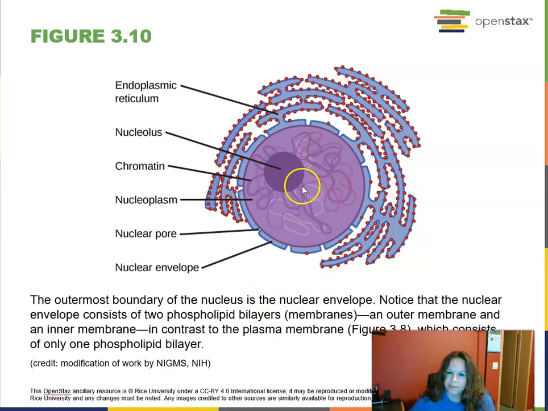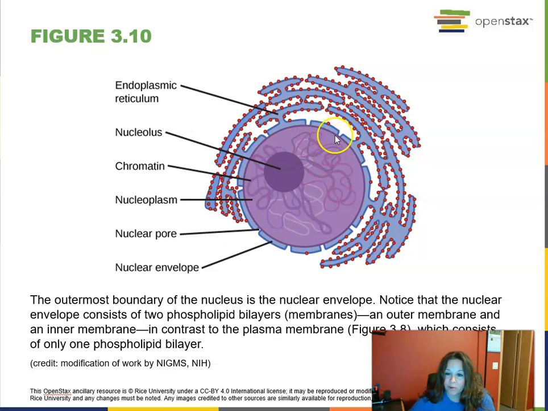So this is what that looks like. There's the nucleus with the nucleolus. That's where the ribosomes are made inside here. We can see the chromatin. Doesn't look like chromosomes yet. It just kind of looks like spaghetti at this point.